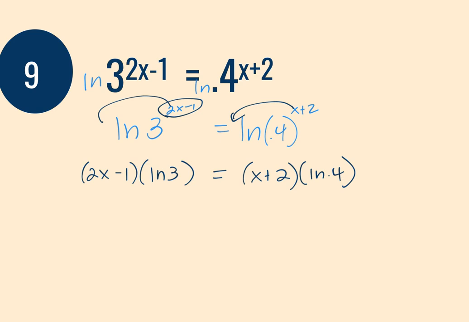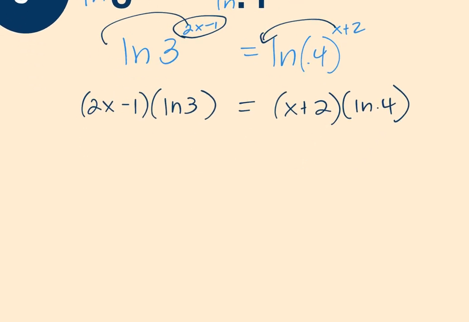Now I have 2 x's, one on the left and one on the right. So this one gets a little sloppier. I have to distribute. I can no longer divide. If I divide, it just moves back and forth between the sides. So I have to distribute these ln's. I'm going to distribute the ln 3 to both terms on the left. I have to distribute the ln 0.4 to both terms on the right.